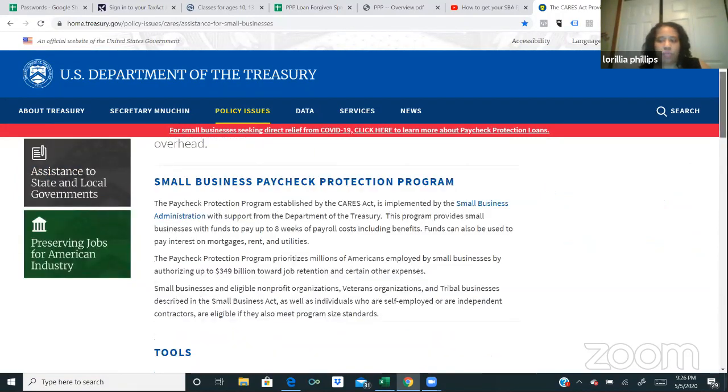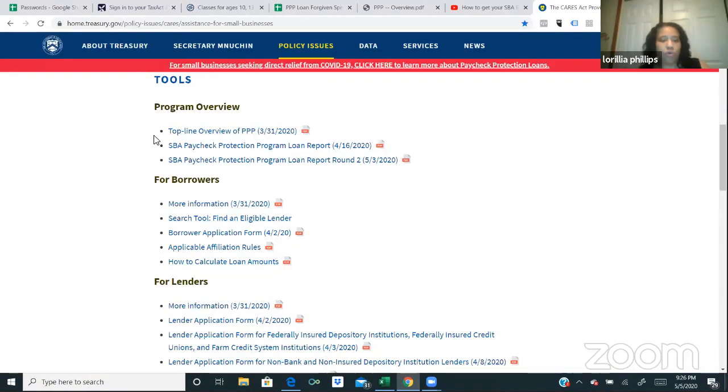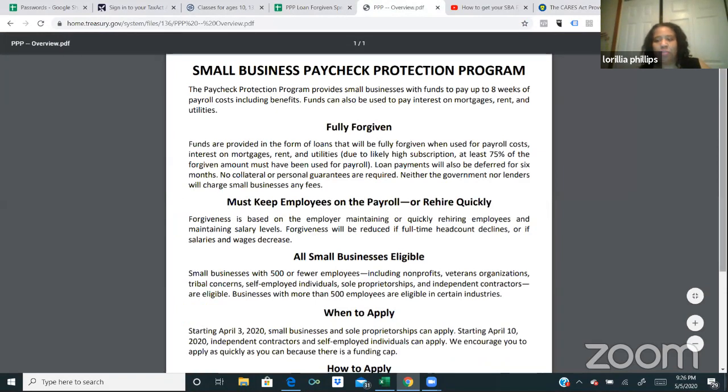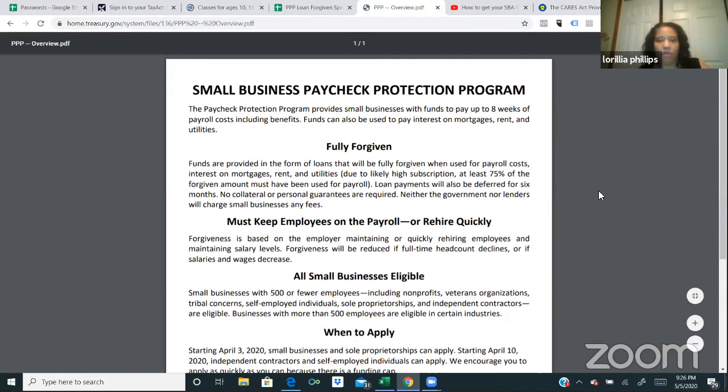Once you get on this page, go right here, top line overview of the PPP. That's going to take you to this page, which I've already pulled up: Small Business Paycheck Protection Program. I want you to see visually, for illustration purposes, what it's going to look like if you are one of those who did get the funds awarded to you.